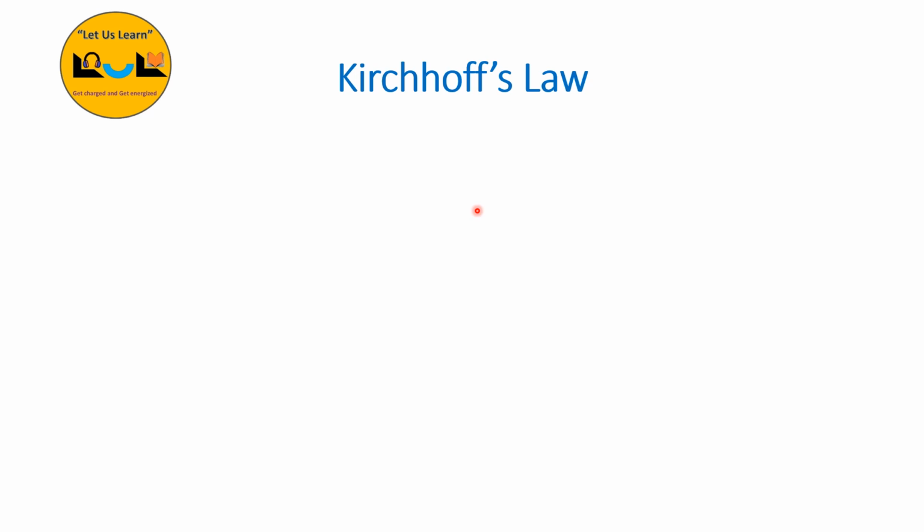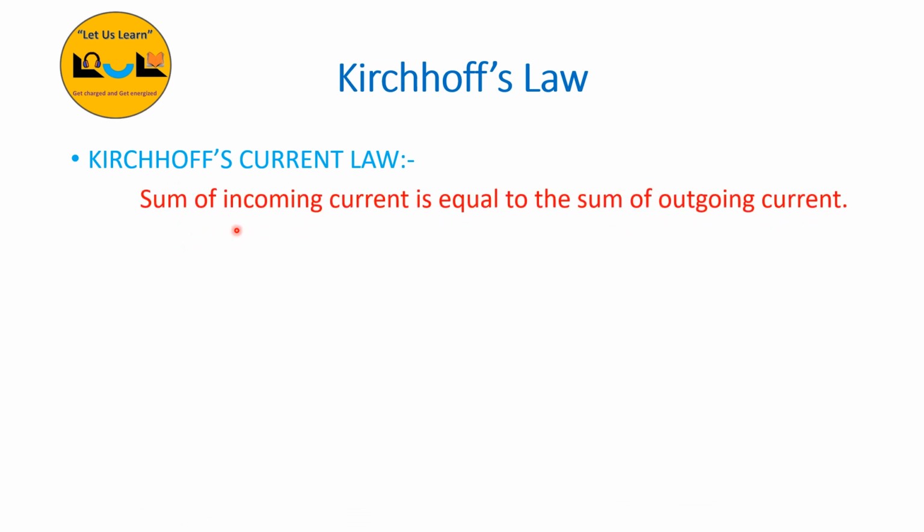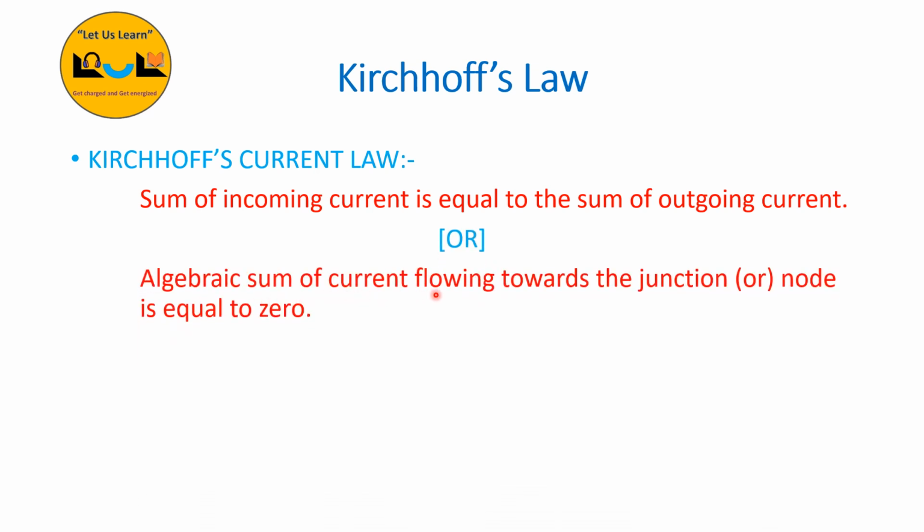Next, Kirchhoff's laws. Kirchhoff's law is further classified into two types: Kirchhoff's current law and Kirchhoff's voltage law. Kirchhoff's current law states that the sum of incoming current is equal to the sum of outgoing current, or the algebraic sum of current flowing towards a junction or node is equal to 0. With an example, I am going to explain this.